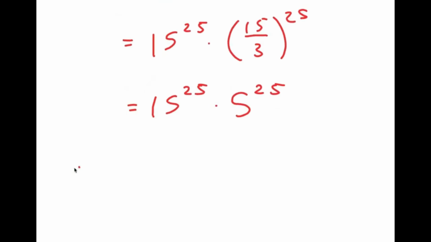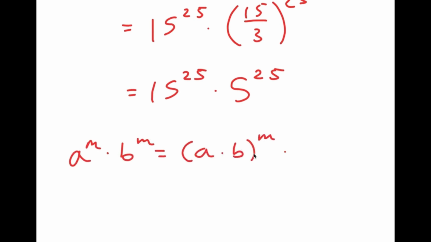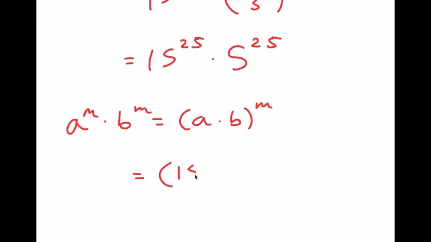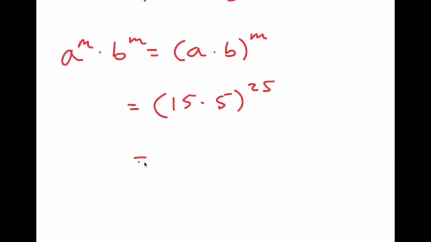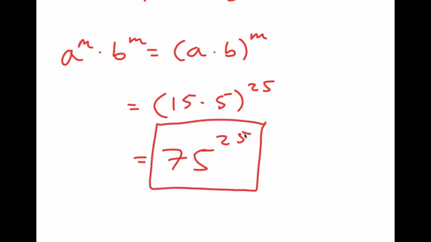Now another property of exponents is that if I have something in the form a to the power of m times b to the power of m, this is equal to a times b to the power of m. So this is going to equal 15 times 5 to the power of 25, which is equal to 75 to the power of 25. So this is my answer.